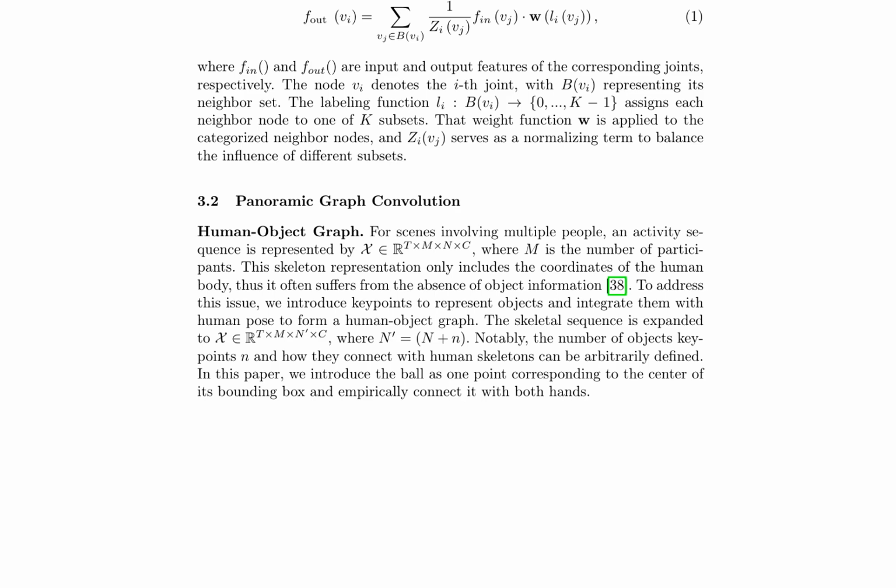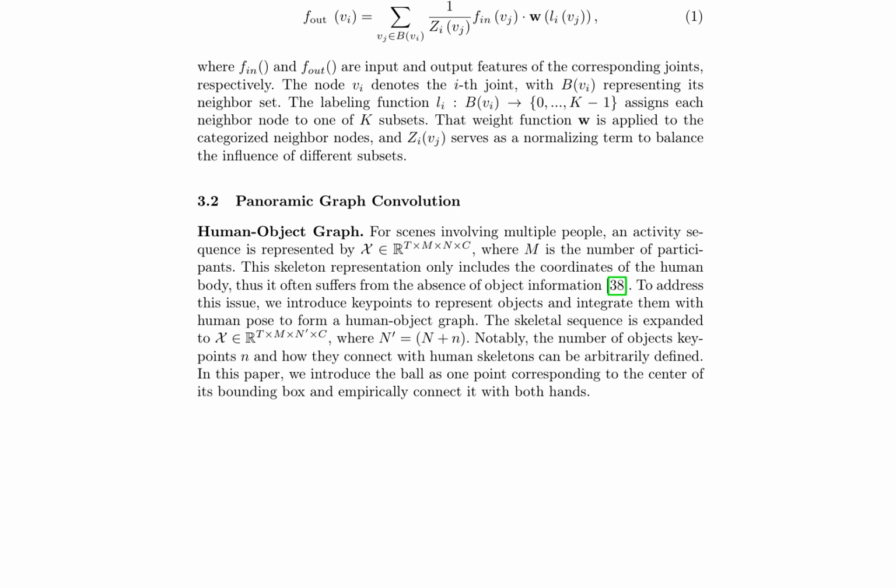The SGC operation is defined as equation 1, where fin and fout are input and output features of corresponding joints, respectively, and Z, Vj, serves as a normalizing term to balance the influence of different subsets. To address the limitation of traditional skeleton representations, which often lack object information, the authors introduce a human object graph. This graph represents an activity sequence as X, where M is the number of participants, and N is the total number of joints and object keypoints.